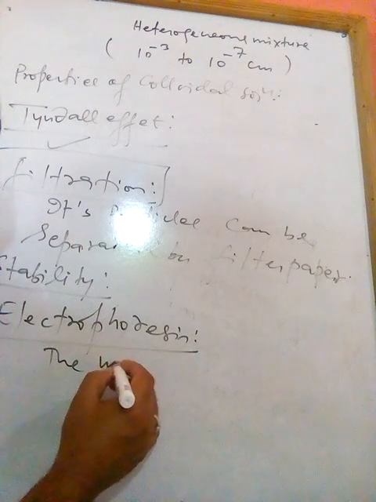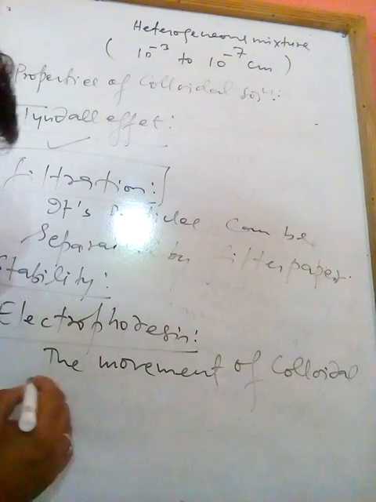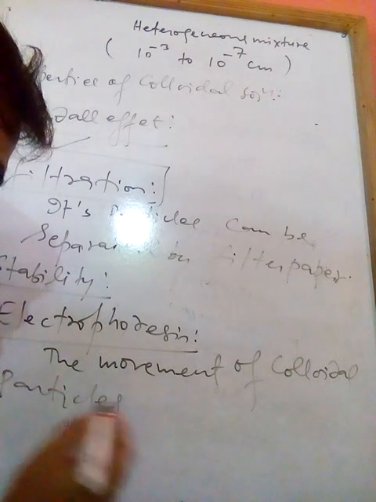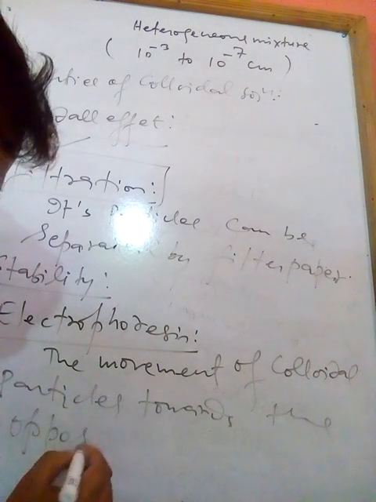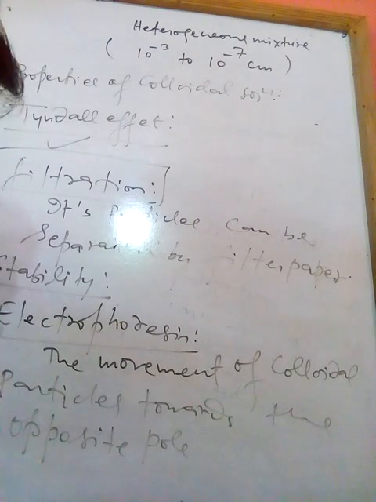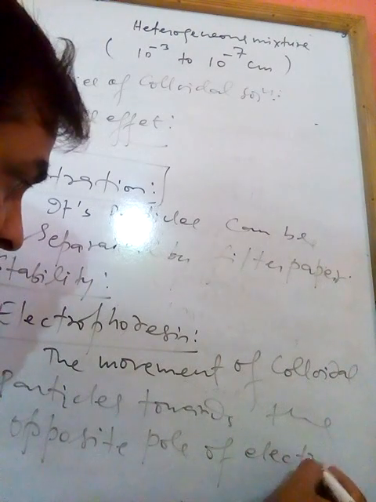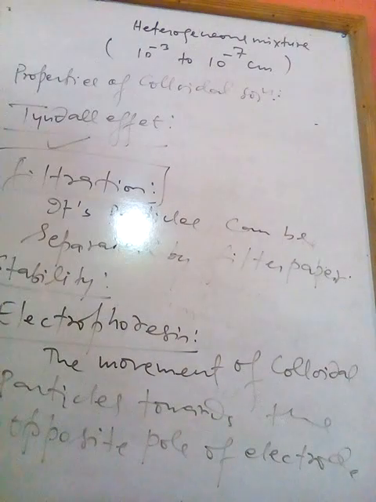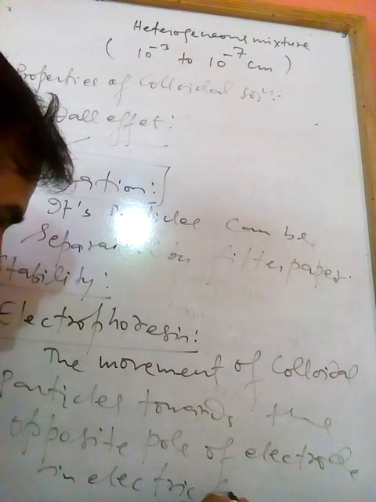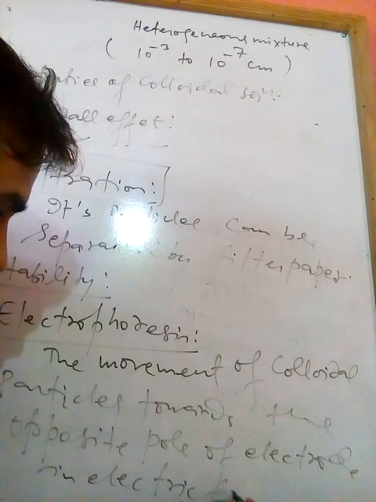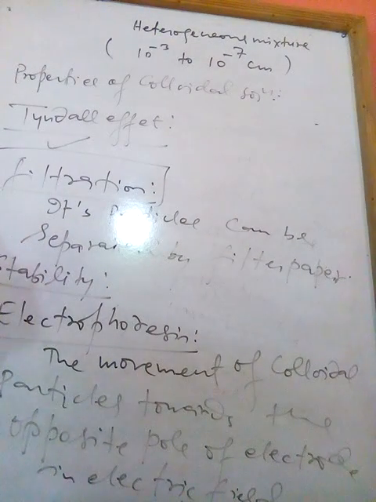So the movement of colloidal particles towards the opposite pole of electrode in an applied electric field is known as electrophoresis.